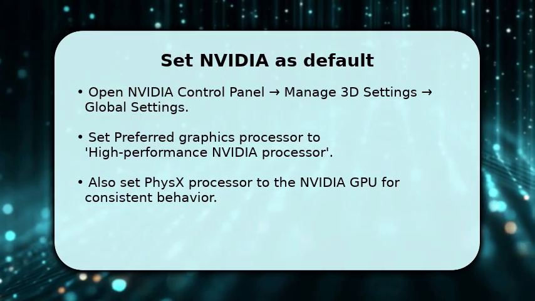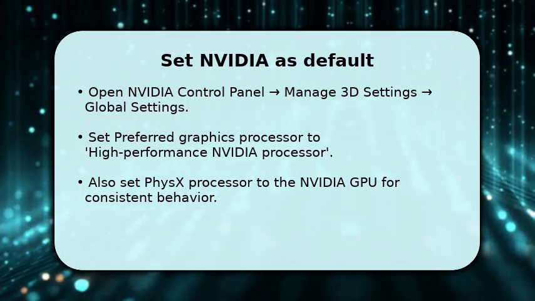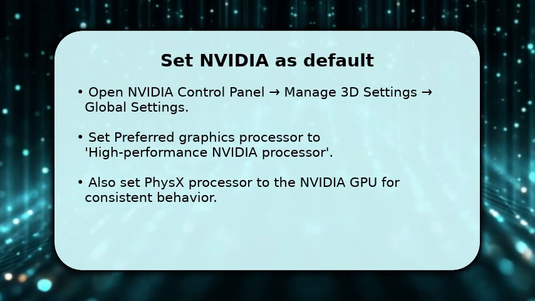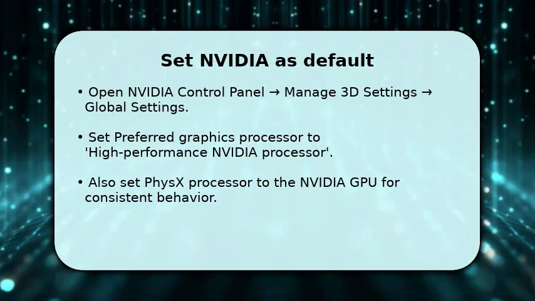After applying, check program settings for any app exceptions and force them to use the Nvidia card individually if needed. This global change is the primary method Windows respects for default GPU choice.